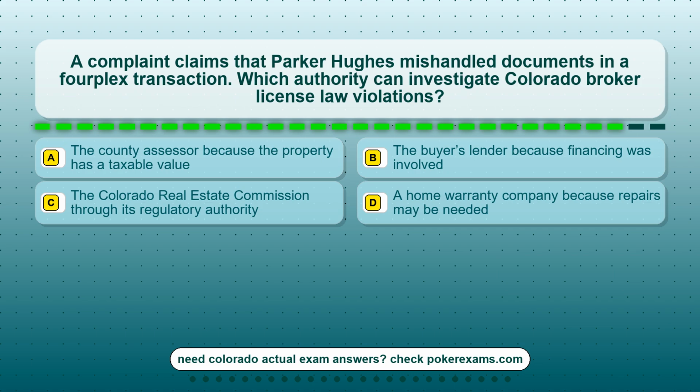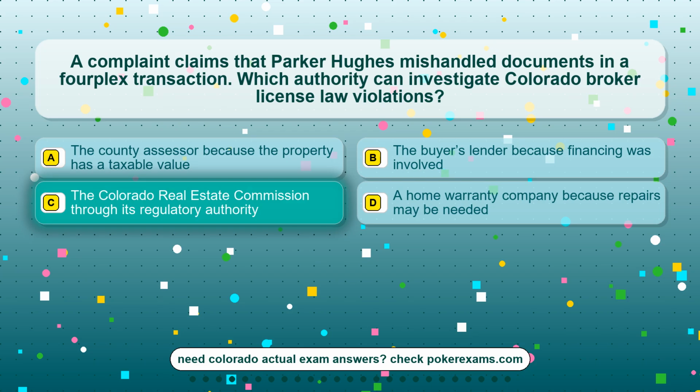Question 3. A complaint claims that Parker Hughes mishandled documents in a fourplex transaction. Which authority can investigate Colorado broker license law violations? Option A, the county assessor because the property has a taxable value. Option B, the buyer's lender because financing was involved. Option C, the Colorado Real Estate Commission through its regulatory authority. Option D, a home warranty company because repairs may be needed.